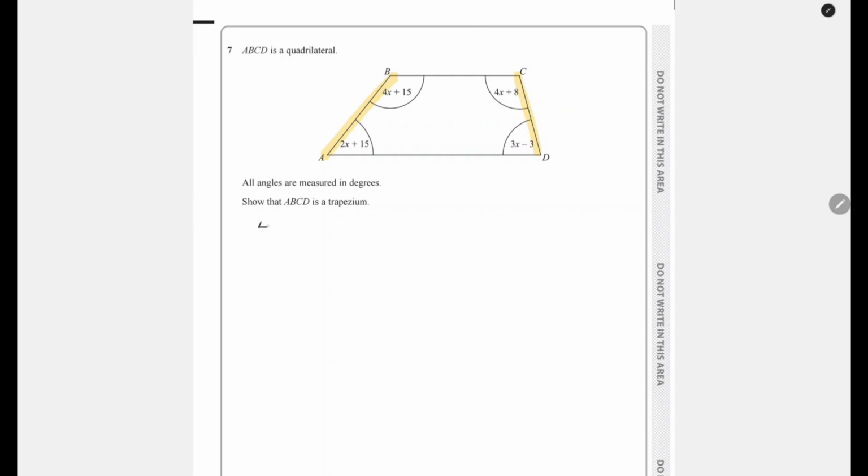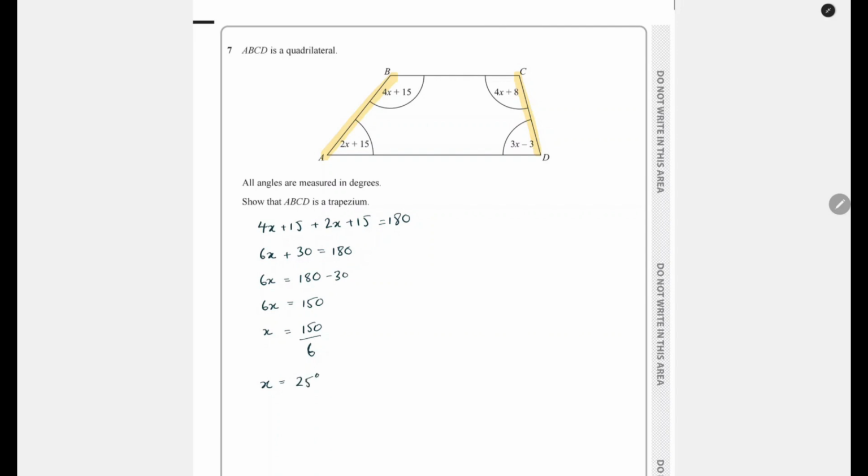So if we say 4x plus 15 plus the 2x plus the 15 is equal to 180, we collect the like terms. 4x plus 2x is 6x, 15 plus 15 is 30, is equal to 180. We take the 30 to the other side, we have 6x is equal to 180 minus 30, 6x is equal to 150, and if we divide both sides by 6, we get x as 25 degrees.